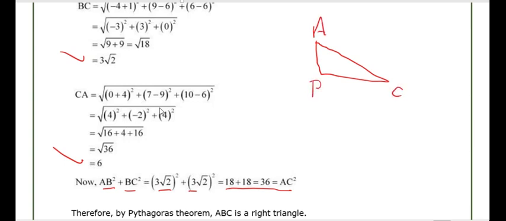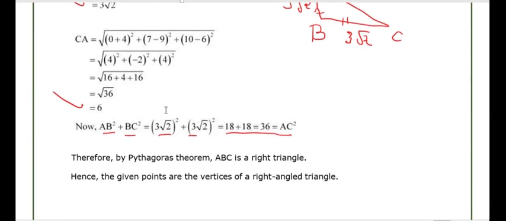B is over here. Alright, BC equal to 3 root 2, CA equal to, I am getting, 6, and this is also 3 root 2. In the exam, they may ask, prove that this is the vertices of a right angle triangle, but both sides are equal also. Alright, so isosceles right angle triangle. Okay, last one.